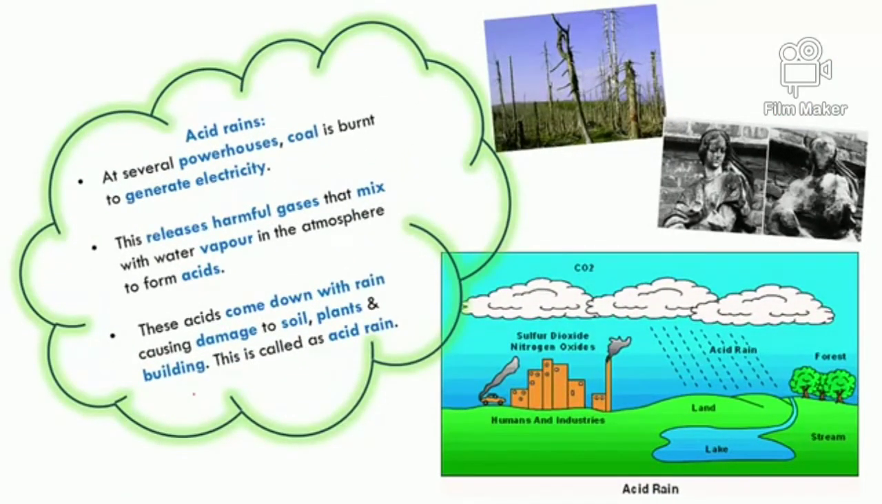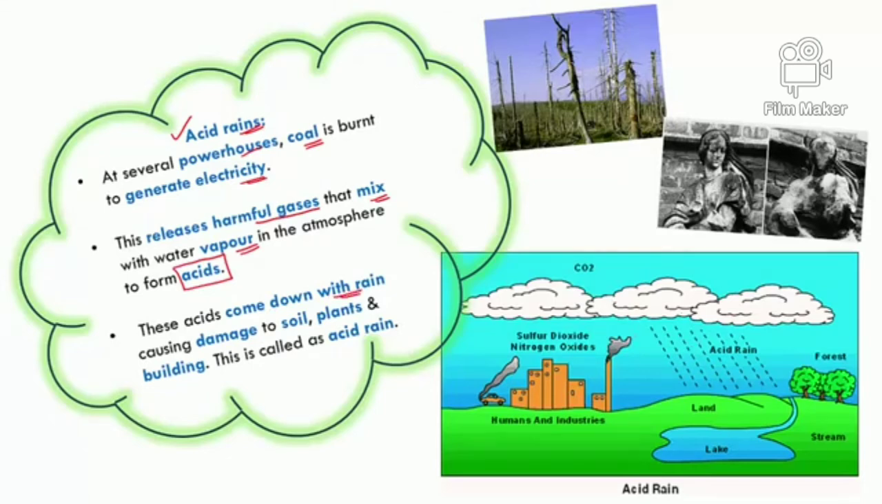Now, another major issue that we are facing because of air pollution is called acid rain. What are acid rains? You know that several factories like powerhouses burn coal to generate electricity. Because of this burning of coal, several harmful gases are released into the atmosphere. Once released, they will mix with the water vapor present in the atmosphere and form substances called acids. Now, these acids will come down with rain.